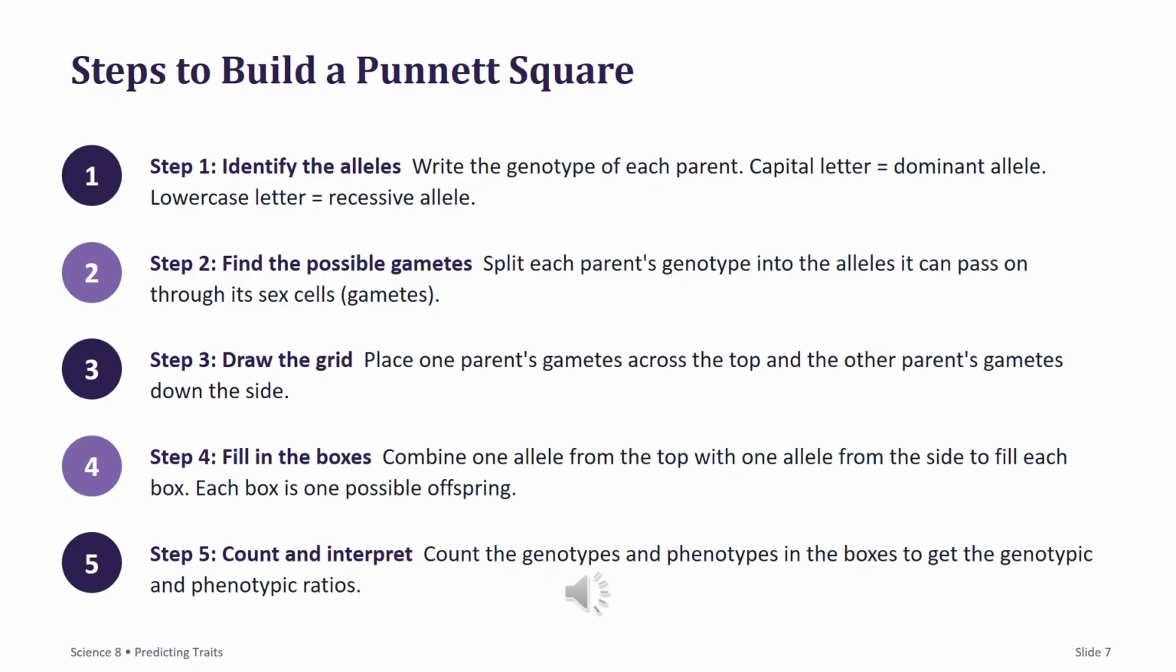Step 3. Draw the grid. Place one parent's gametes across the top, and the other parent's gametes down the side. Step 4. Fill in the boxes. Combine one allele from the top with one allele from the side to fill each box. Each box represents one possible offspring. Step 5. Count and interpret. Count the genotypes and phenotypes in the boxes to get the genotypic and phenotypic ratios. Let's keep these 5 steps in mind, because we will use them again and again in the examples that follow.